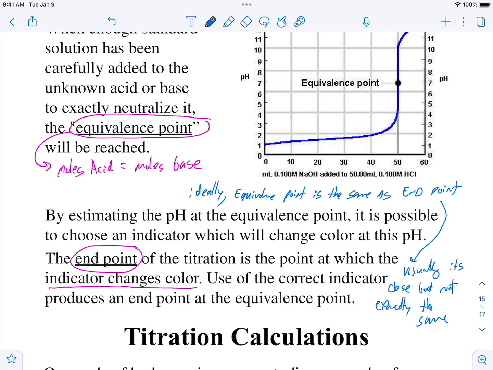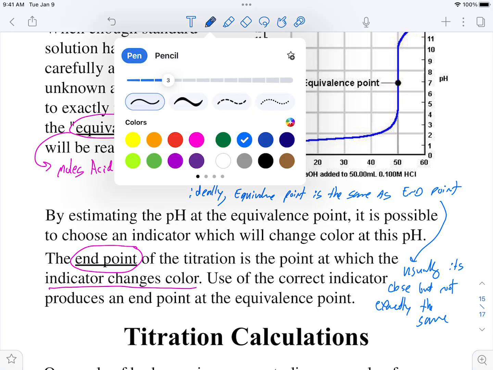Okay, so what I mean by that is this. I know it's kind of confusing. So when I say equivalence point, when I say end point, this can be referring to two different things. It could be referring to either pH or volume.